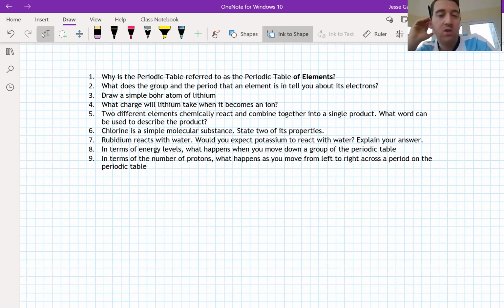Rubidium reacts with water. Would you expect potassium to react with water? Explain your answer. Now, if you had no idea about this, you're going to need to go and look in the periodic table and have a look for rubidium and potassium. So go do that now if you weren't already able to figure this out. Okay, so hopefully you realized, and if you weren't able to find them, you should now look for them in group 1. So have a look at group 1.